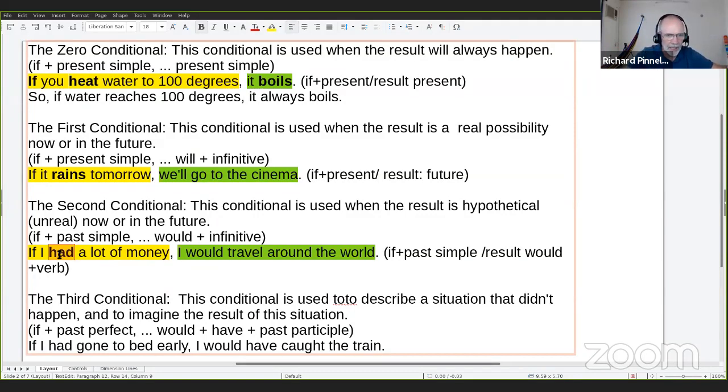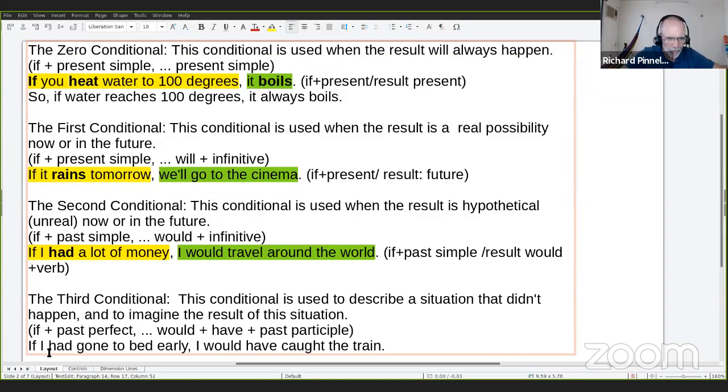So finally, we can get to the subject of today's class, because everything here was just a review. The third conditional, this is the subject of today's class, and this conditional is used to describe a situation that didn't happen and to imagine the result of this situation. That means that this conditional is used to talk about imaginary situations in the past, or things in the past which were the opposite of reality.